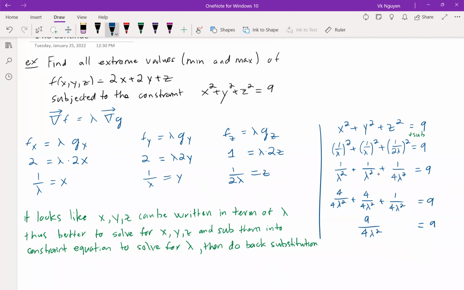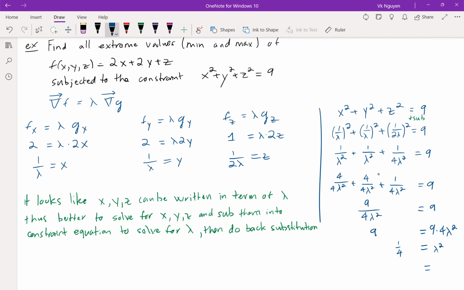From there, you see that 9 equals 9 times 4 lambda squared. So lambda squared is 1/4, meaning that lambda is plus or minus 1 over 2. It has two values. Okay, for each lambda, we get a point. Remember, each lambda is associated with a value of x, y, z.